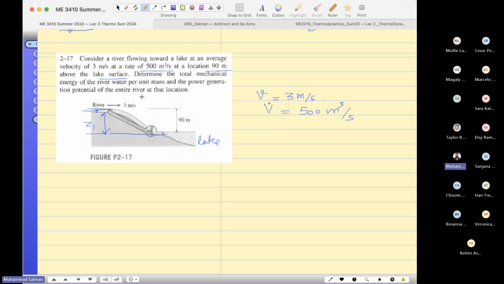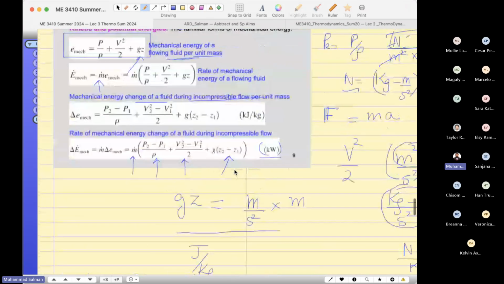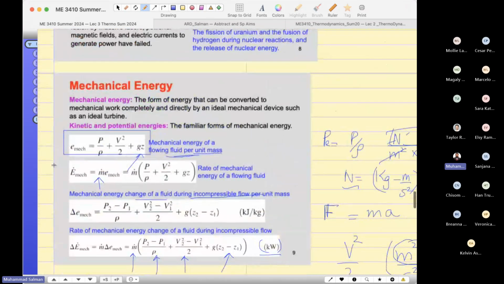Determine the total energy of the river water per unit mass and the power generation of the entire river at that location. So at location number one, what is the total energy? If you go back to the formula, this is the formula for total energy at one location. But here, don't worry about the pressure, it is not given.